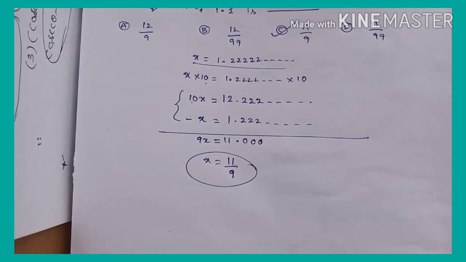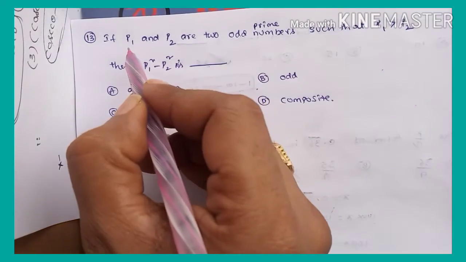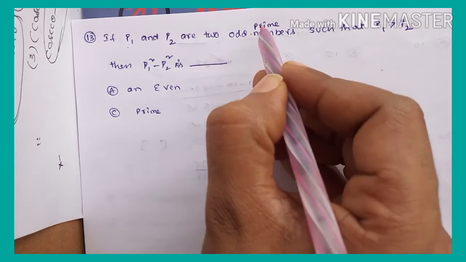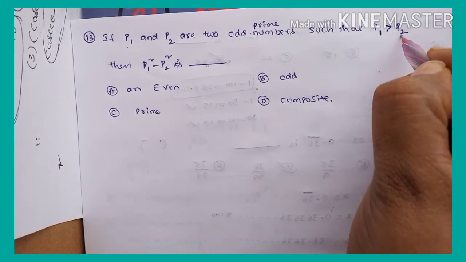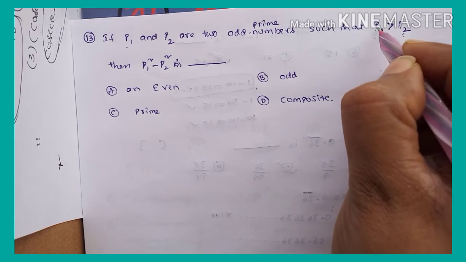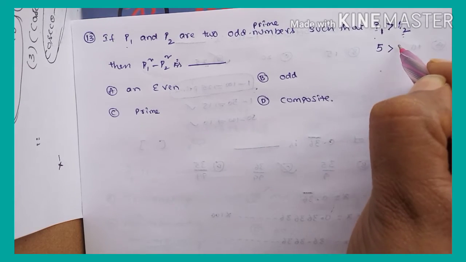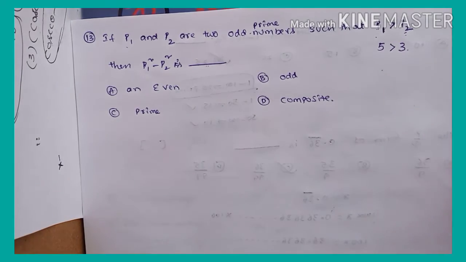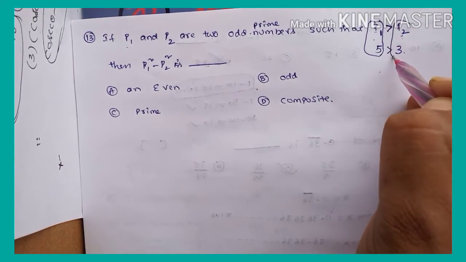Option C is correct. Now the problem is here, P1, P2 are any two odd prime numbers. P1 is greater than P2. P1 is a prime, P2 is another prime, where P1 is greater than P2. That means 5 is a prime greater than the next prime number 3. So assume P1 as 5, P2 as 3.